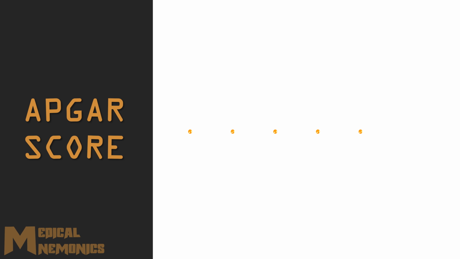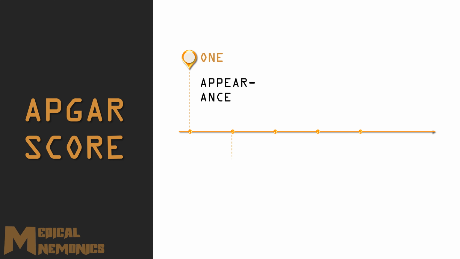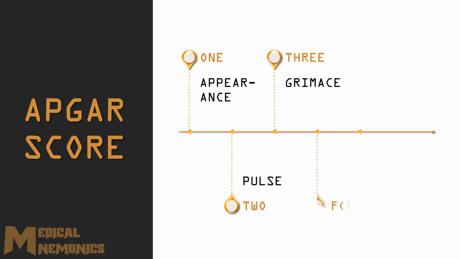The 5 main components of the acronym are the following. First, appearance. Second, pulse. Third, grimace. Fourth, activity. And fifth, respiration.